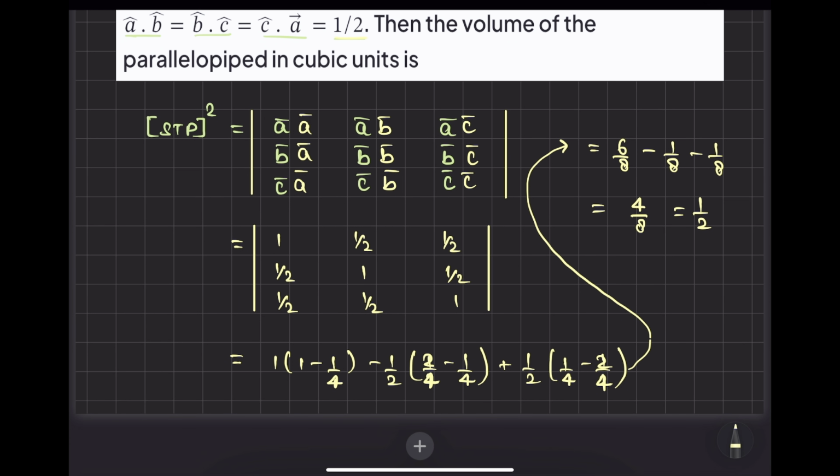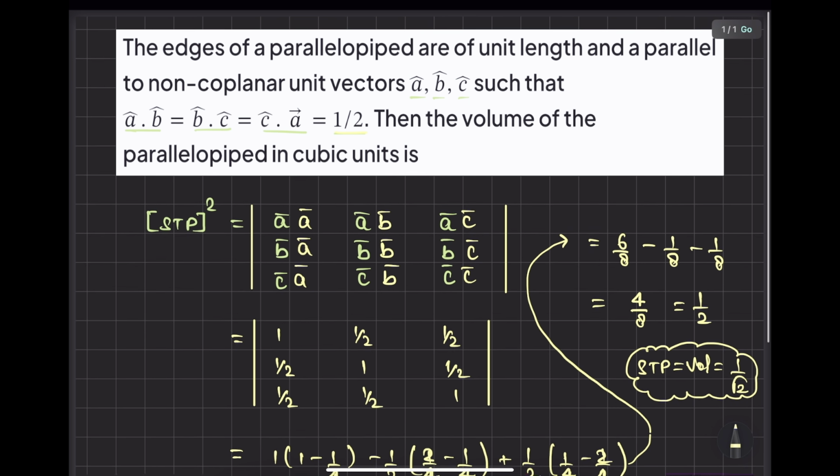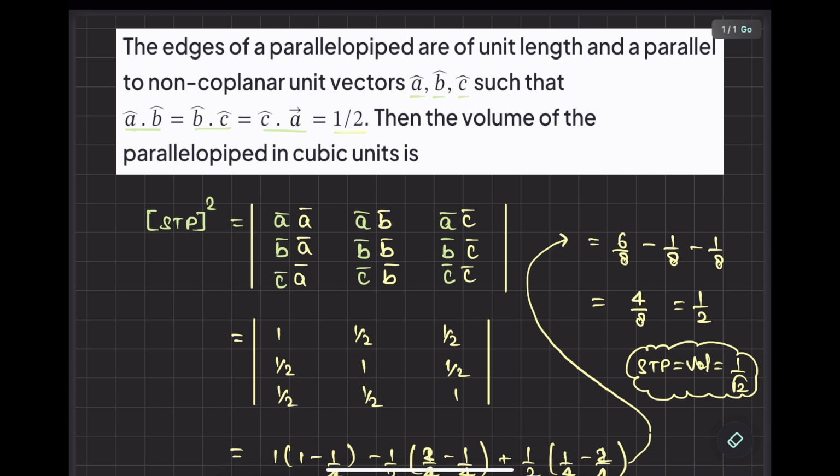So if the square is 1 by 2, can I say that the volume will become what? STP means volume, means 1 by root 2. Is that okay? Hence, the required volume is 1 by root 2 cubic units.